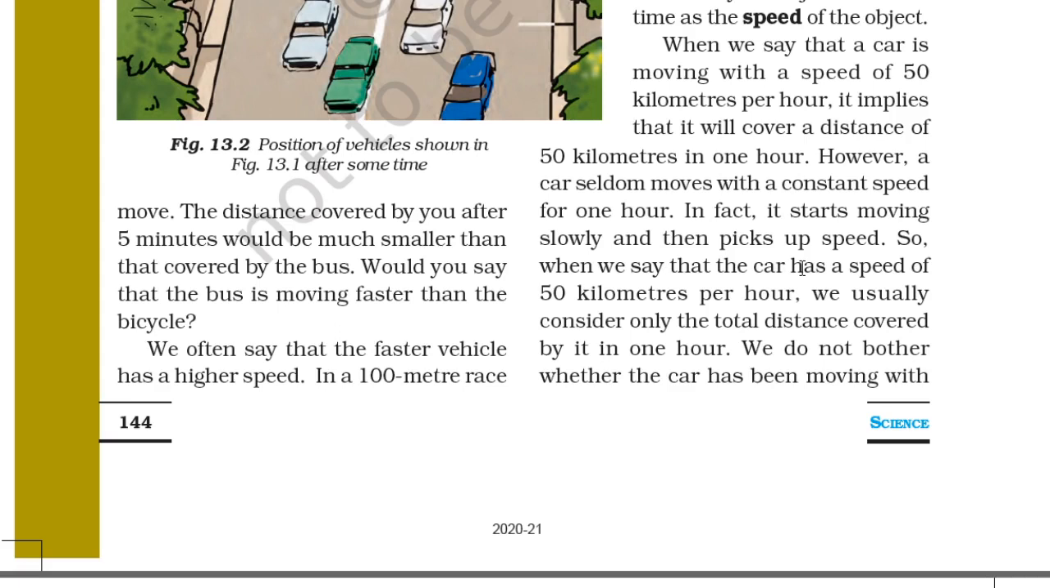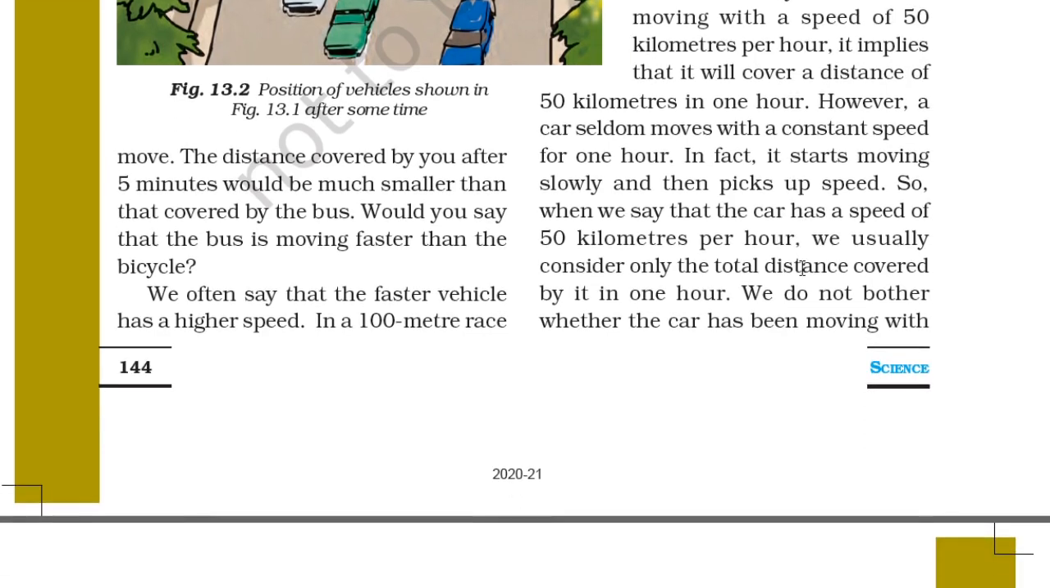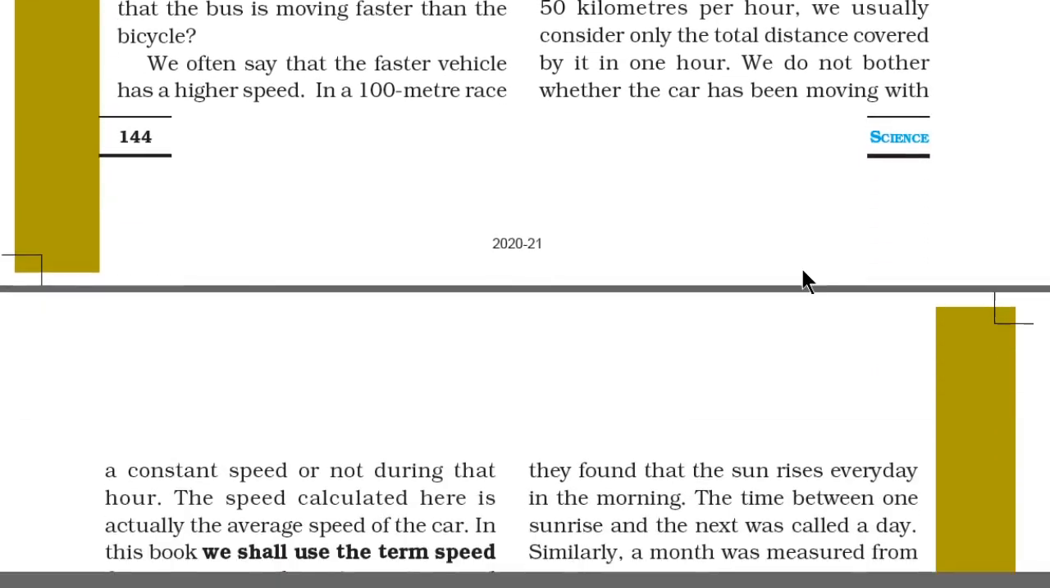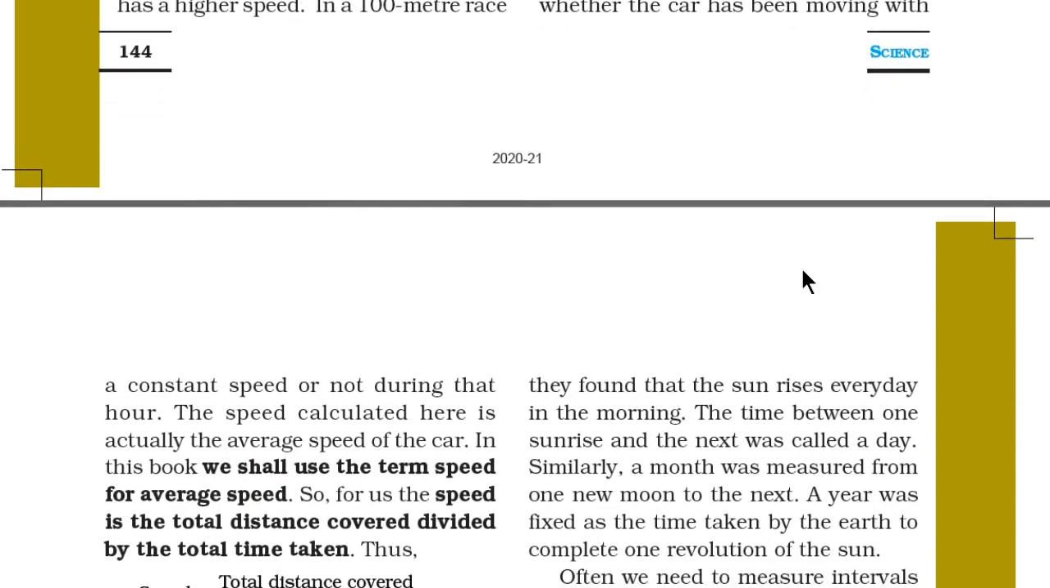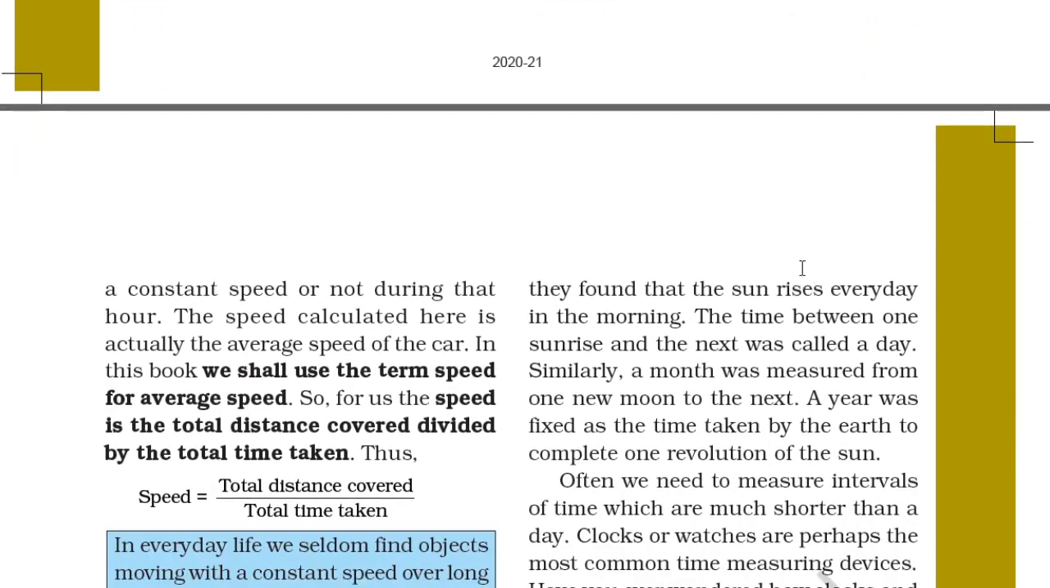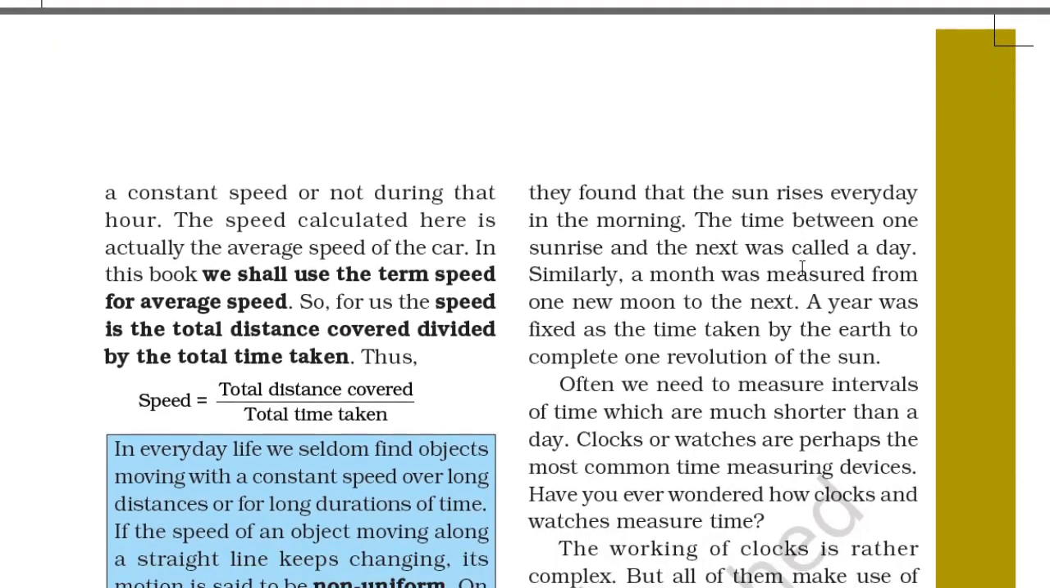So the car starts at a slow speed and then it picks up its speed. So we are considering the distance covered by the car in 1 hour, that is 50 kilometers. We do not bother whether the car has been moving with a constant speed or not during the hour. The speed calculated here is actually the average speed of the car.